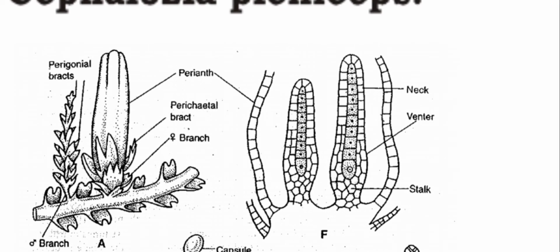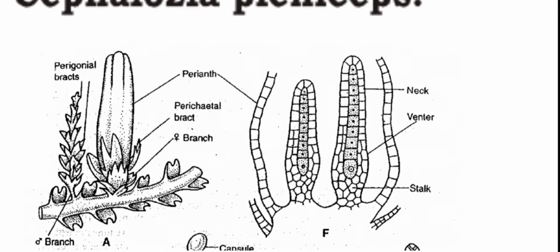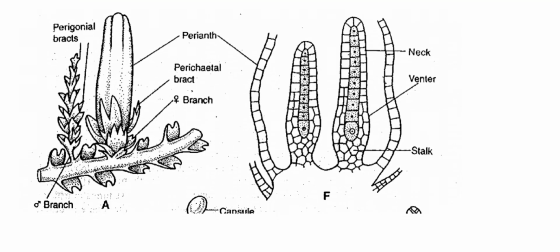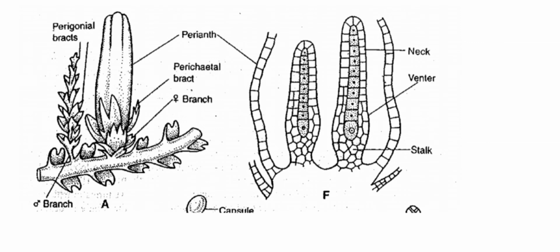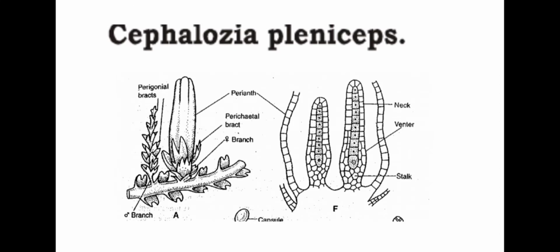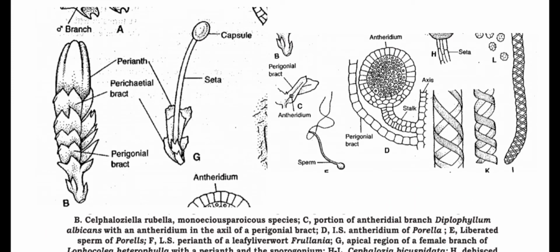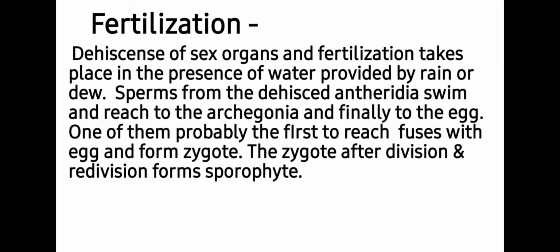So you can see here the structure in Cephalozia. There are perigonial bracts, perichaetial bracts, and the perianth which encloses the archegonia, and each archegonium is stalked and bears neck canal cell, and venter canal cell, as well as egg. Here you can see again perigonial bracts, perichaetial bracts, perianth, and the female branch which finally matures into sporophyte bearing long seta and capsule.